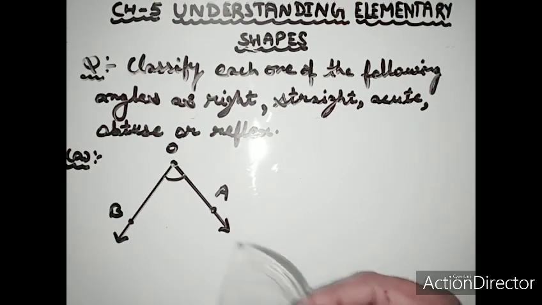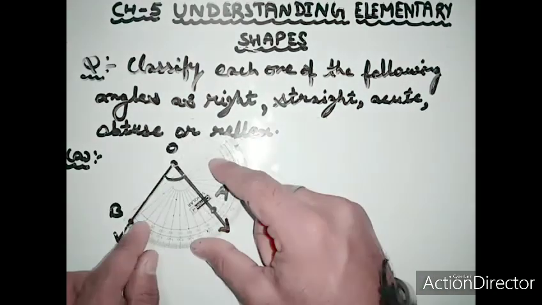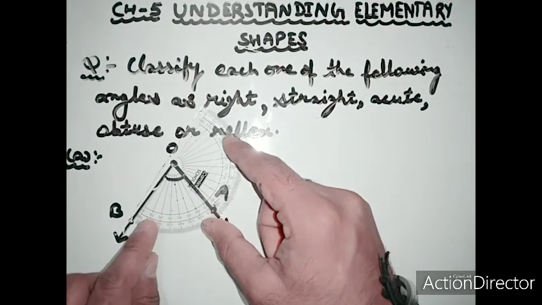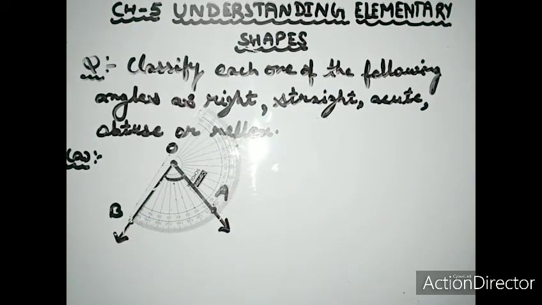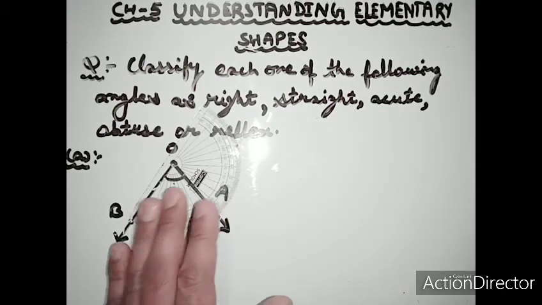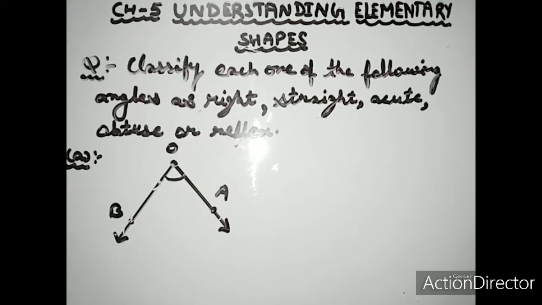So now students, when we measure this angle, here we find this angle is formed between 0 and 90, right? So this type of angle which forms between 0 and 90, this type of angle is known as an acute angle, right? Now here we take another example.